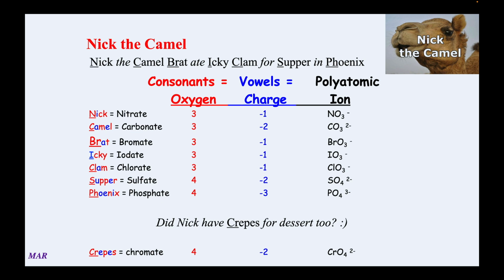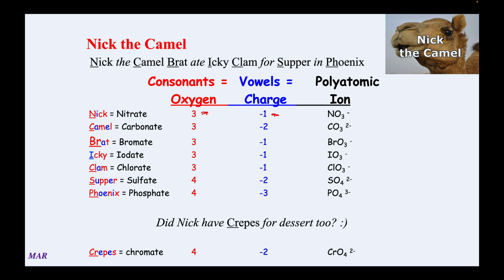Now notice in Nick you have 3 consonants. Vowels are A, E, I, O, U, sometimes Y. Consonants are everything else. So N, C, and K are consonants. That means that there's going to be 3 oxygens. So 3 consonants means 3 oxygens. And there's 1 vowel. That means the charge is going to be -1. So nitrate, NO3 -1, has 3 consonants, 3 oxygens, 1 vowel, -1, and it begins with N.